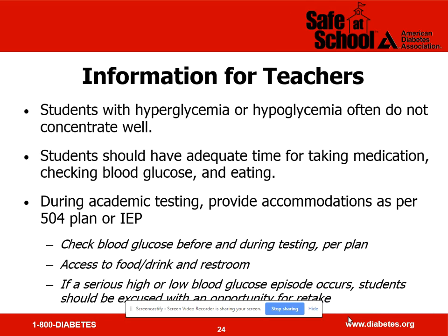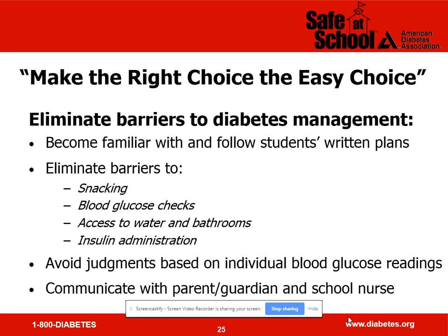Students with hypoglycemia or hyperglycemia often do not concentrate well. Students should have adequate time for taking medication, checking blood glucose, and eating. During academic testing, provide accommodations per the 504 or IEP plan. This may include checking blood glucose before and during testing, access to food, drink, or restroom. If a serious high or low glucose episode occurs, students should be excused with an opportunity for retake.